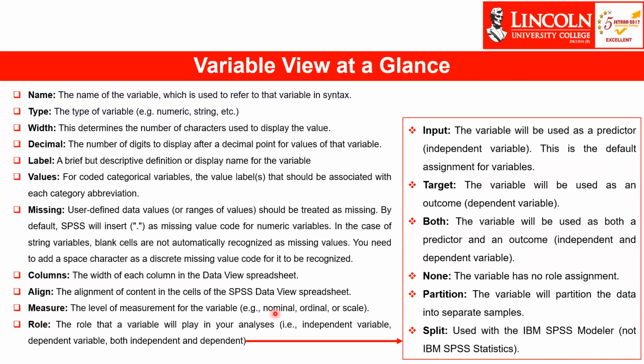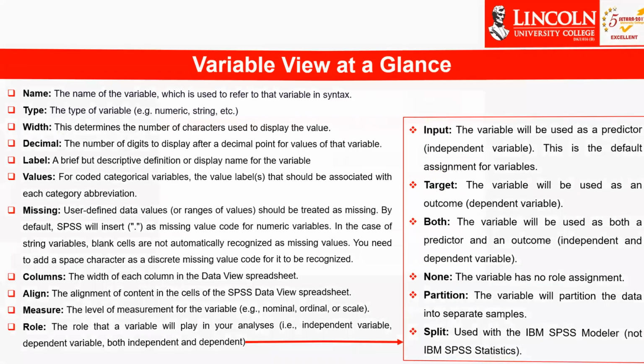For measure, we have nominal, ordinal, or scale. These are the options you have that you have to know. Choose the one that goes in line with your data, but by default, this is what you'll be seeing. Later you just have to click in order to change any of them based on your requirements.